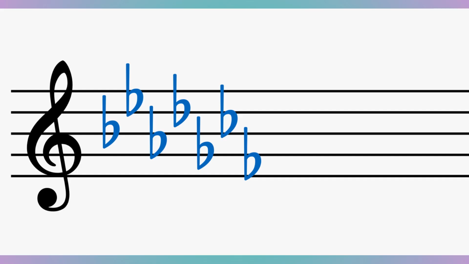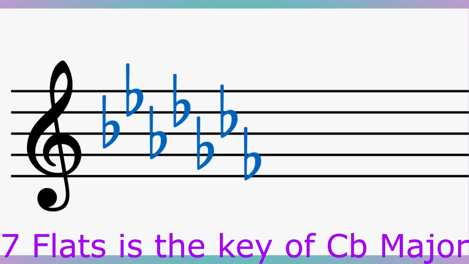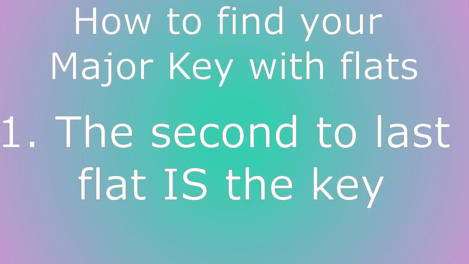Again, let's try a harder key signature. Here are all 7 flats. Reading left to right, I have B flat, E flat, A flat, D flat, G flat, C flat, and F flat. The second to last flat in that list is C flat, so I am in the key of C flat major. So to find the key signature with flats in the key, the second to last flat is the major key.